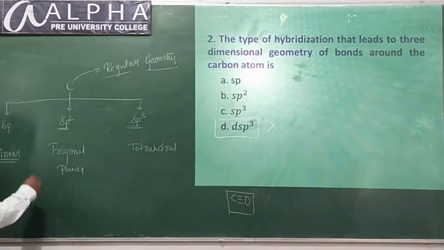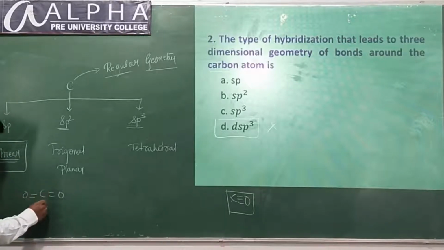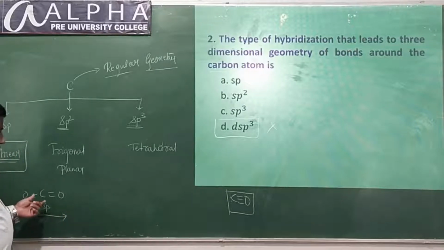See, sp is linear, as I said. For example, in carbon dioxide, what is the hybridization of carbon? It is sp hybridization. Therefore the molecule is linear. Carbon is sp hybridized in carbon dioxide, therefore the molecule is linear.